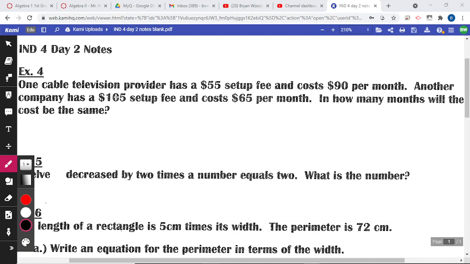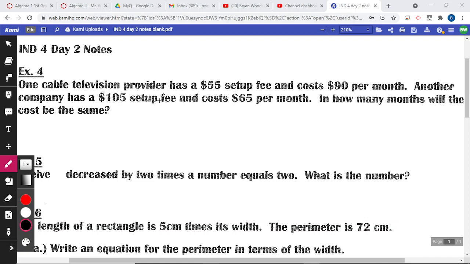One cable television provider has a $55 setup fee and costs $90 per month. Another company has a $105 setup fee and costs $65 per month. How many months will the cost be the same?